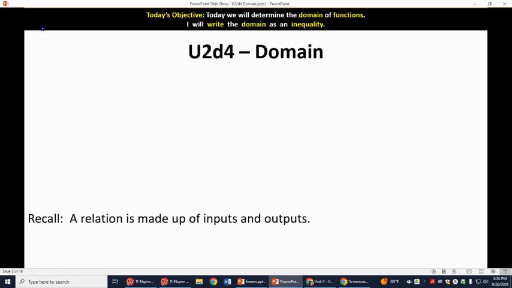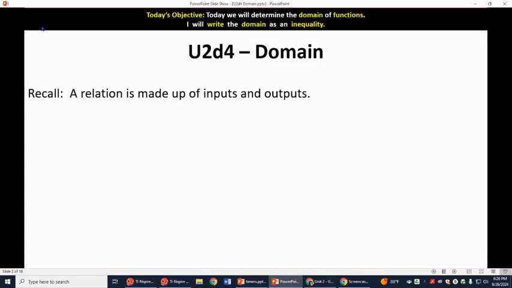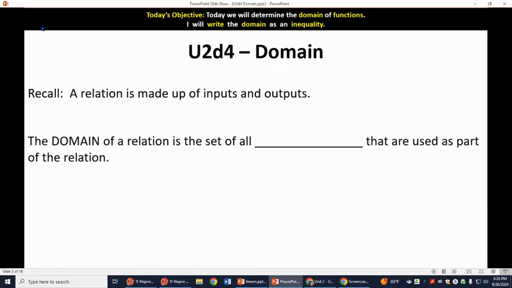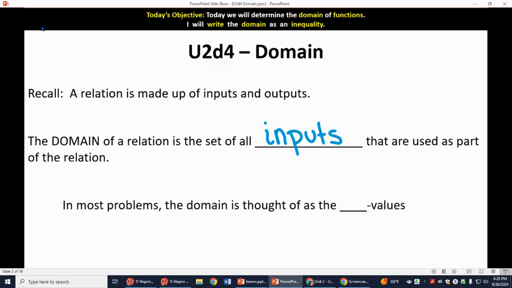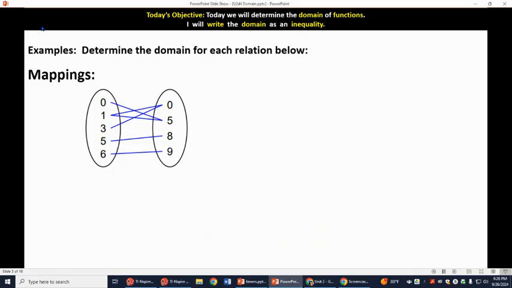Unit 2, Day 4, Domain. Remember, a relation is made up of inputs and outputs. The domain of a relation is the set of all inputs that are used as part of the relation. In most problems, the domain is thought of as the x values. Let's determine the domain for each relation below.